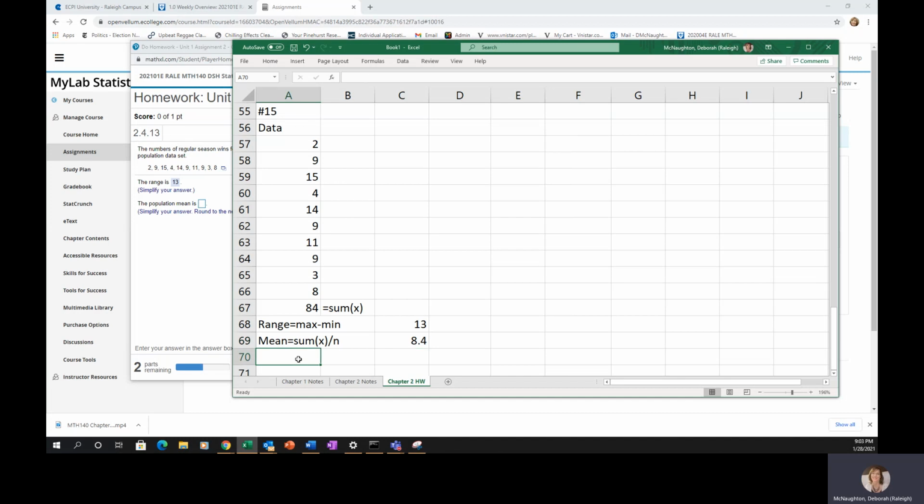I can also get the mean by going equals, let me just do it out here, equals average. So if you use your arrow and go down and hit tab and go over, there you go, the average of this, and I also get 8.4.